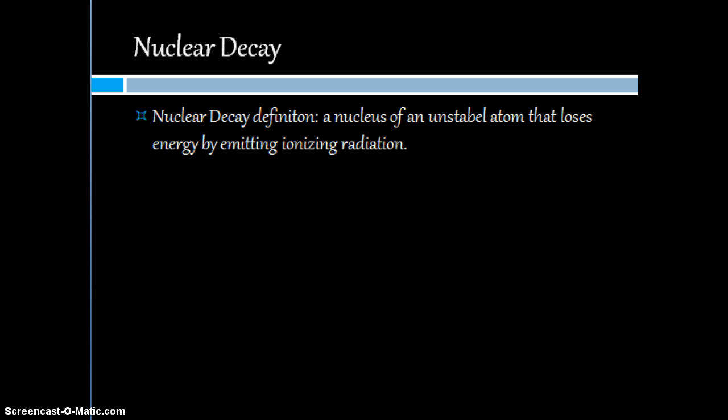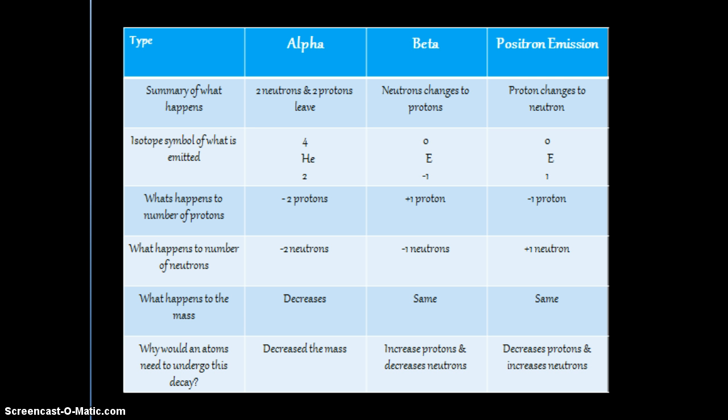Nuclear decay and half-life. Nuclear decay definition. A nucleus of an unstable atom that loses energy by emitting ionizing radiation. So there's 3 different types of decays. There's alpha, beta, and positron. Summary of what happens. Well, in alpha, 2 neutrons and 2 protons leave. In beta, a neutron changes to a proton, and in positron, a proton changes to a neutron.